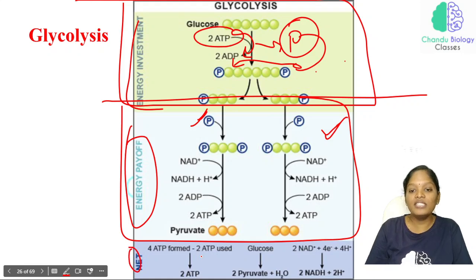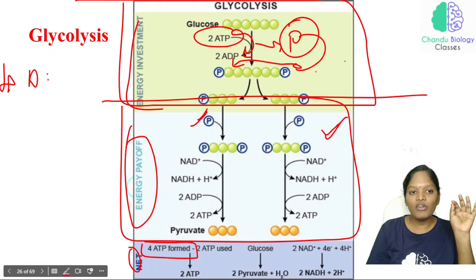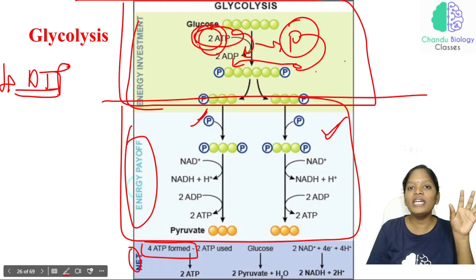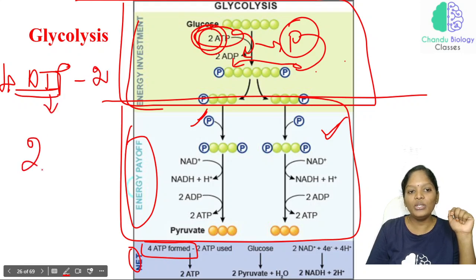Okay, now see here, the net gain. Just look at this. This is very important. This will be a questionable area. 4 ATP will be formed in glycolysis. Just listen to me very carefully: 2 ATP have been used in the cycle itself, so 4 ATP minus 2 ATP, finally 2 ATP will be produced. So this will be the net gain, the net product.